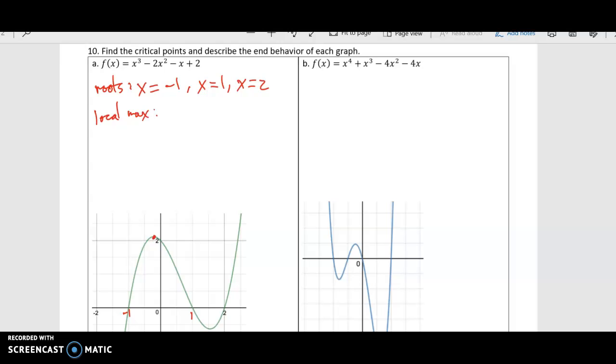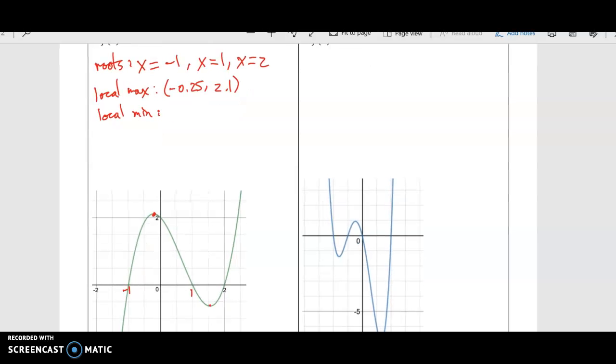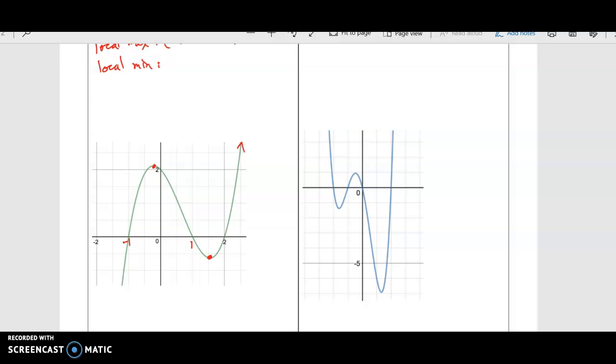It's higher than any points around it. Okay? And if we use Desmos, you could calculate that point or hover over that maximum point, and it would say this is -0.25, comma, 2.1. Local min is going to be this point down here. We could hover over that, and Desmos, remember, doesn't put arrows on the ends of these things, but there should be.